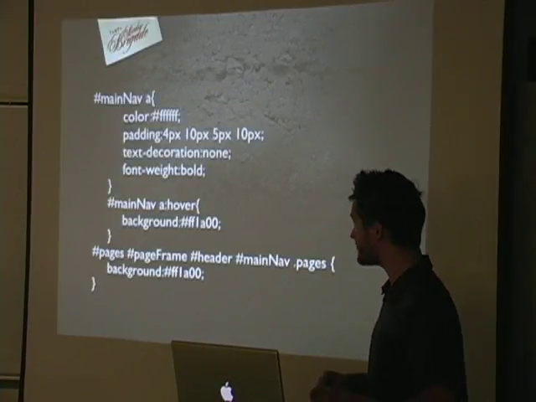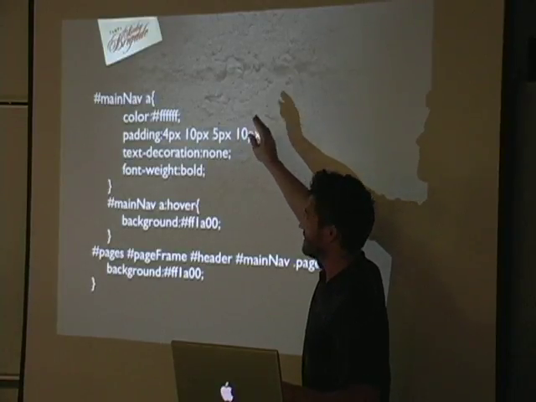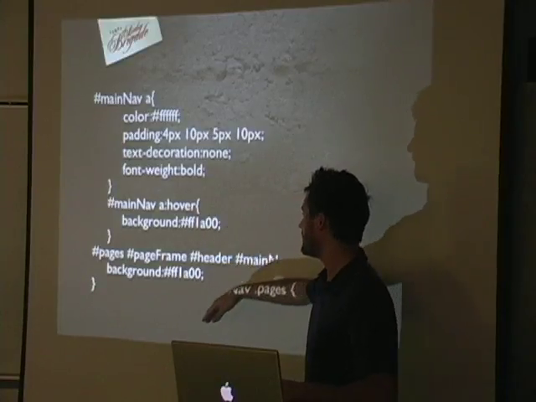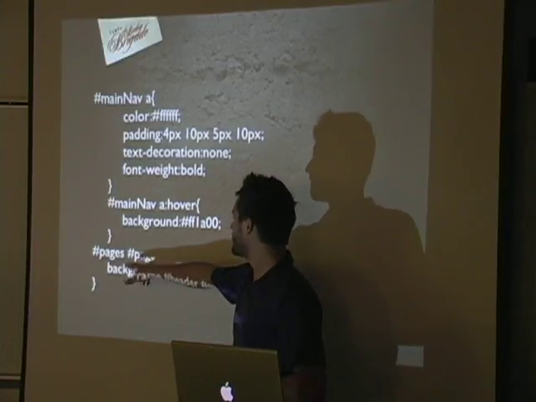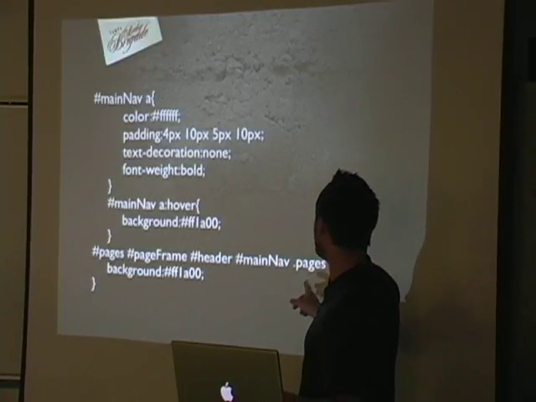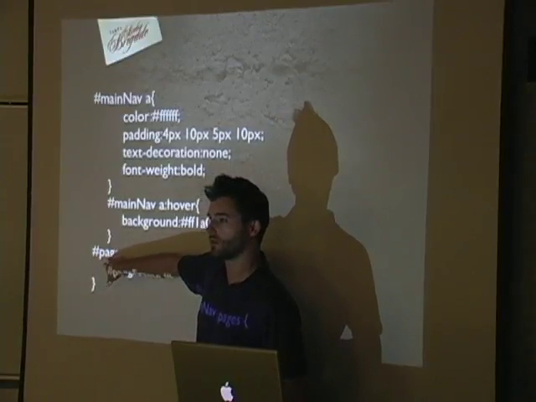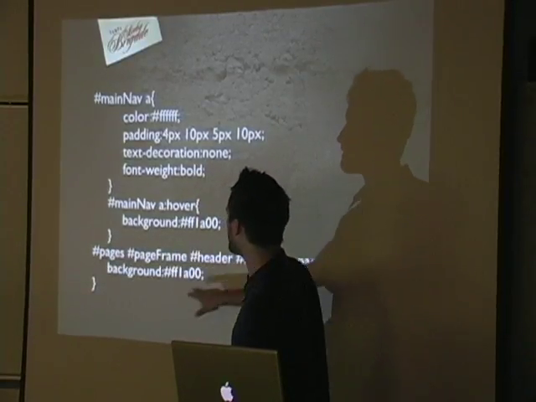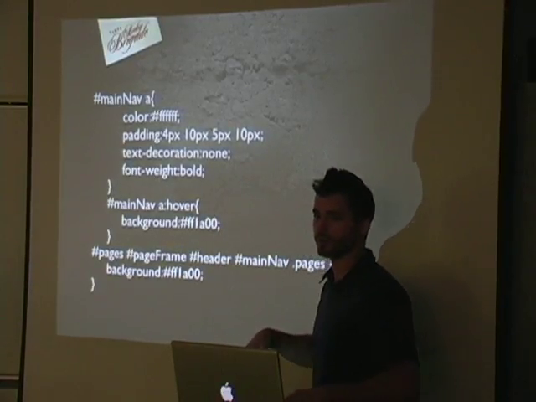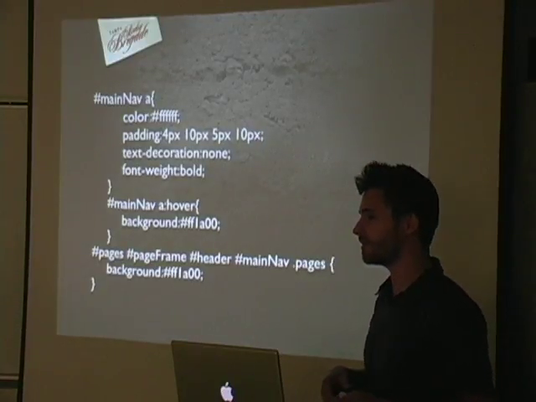So this is all I've done in my CSS here. You can see main nav has its normal declarations, and it's got its hover, and then here I've drilled down through pages and the page frame, the header, and so on, all the way down to where I've identified the controller here, and then I can just reassign. In this case, I'll just change the background. You could do image positioning or however you decide to do your CSS.